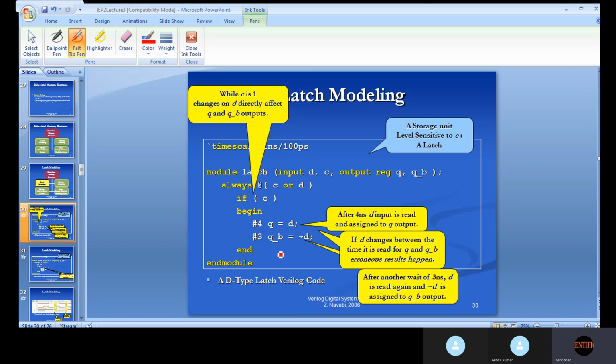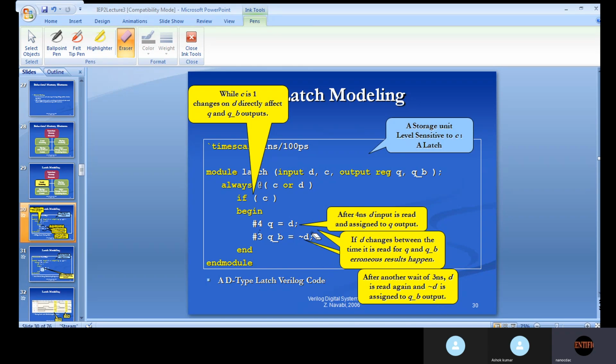Okay, so that's it. And here, whatever I have explained, that is there. ఇక్కడ ఏమవుతుందంటే if D changes between the time it is read for Q and Q bar, erroneous results happen. అంటే సో ఇప్పుడు చూడండి, 4 seconds ఆగకుండా లేకపోతే 3 seconds ఆగకుండా if it is taking the value, so hash after 4 time steps or 4 nanoseconds you will get D value is equal to Q. కానీ 4 nanoseconds కంటే ముందు లేకపోతే 3 nanoseconds కంటే ముందు మీరు అవుట్పుట్స్ తీసుకున్నారనుకోండి, what happened, it will be an error value. Okay, it will be an error value.